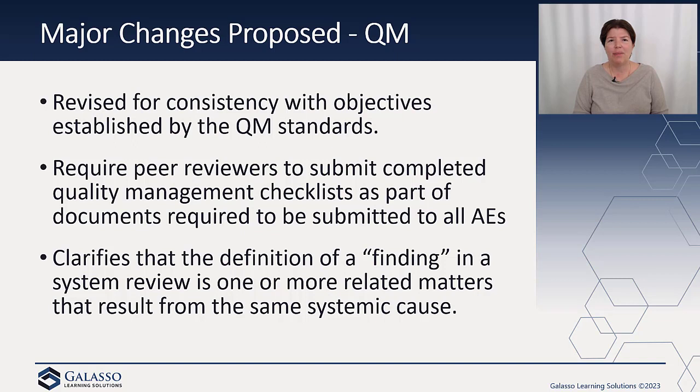And then they are making a clarification. Now, I thought it was interesting that this is actually listed as a QM finding because of the verbiage that is in quality management. And so it clarifies that the definition of a finding in a system review is one or more related matters that result in the same systemic cause. And so root cause analysis is really important in the new quality management standards. And so that's going to be a key change there.